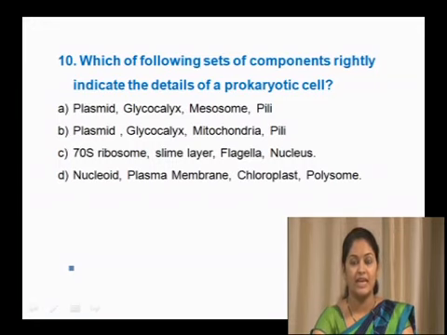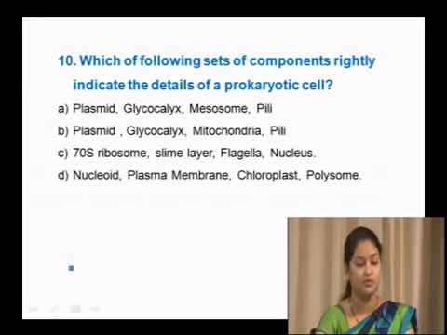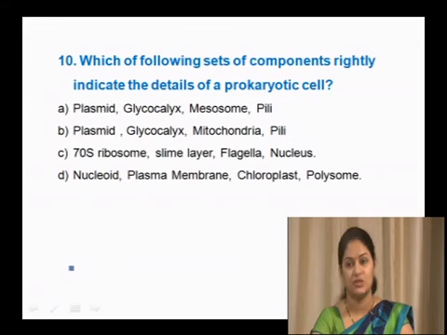So option A is the right one because all the four components are the parts of prokaryotic cell. In option B, mitochondria is not the right option. In C, because of nucleus you cannot include this option, and in D, because of chloroplast this is not the right combination. So for 10th question, answer is A.